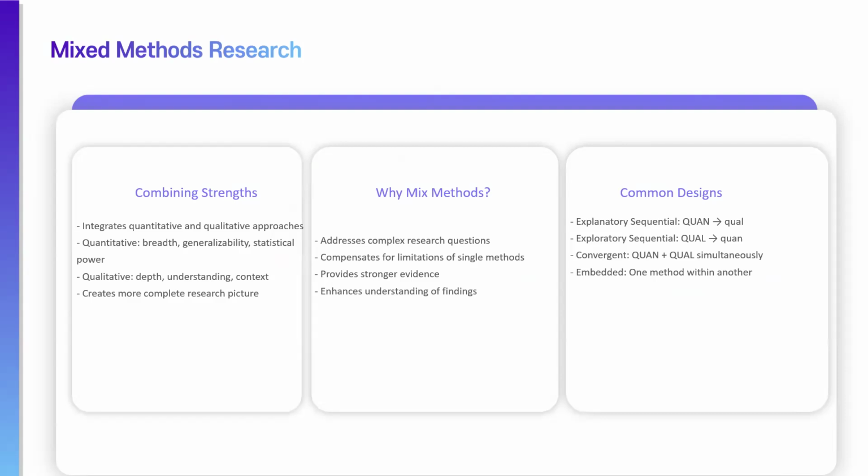Convergent. You collect quantitative and qualitative data simultaneously and merge them. Embedded. One method is embedded within a primarily different method. You don't have to use all methods in every study. Choose based on your research question.